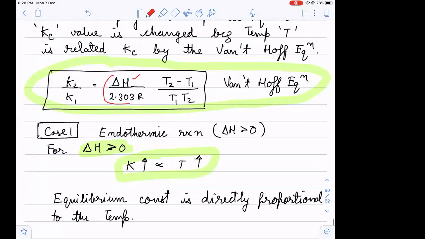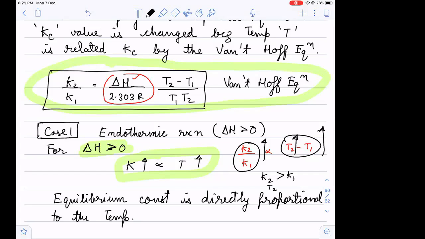If delta H is positive, this whole figure is positive, then I can say K2 by K1 is directly proportional to T2 minus T1. The rest of the things are constant, a positive constant, because delta H, 2.303, R, T1, T2, these all are constant values. Now, if we increase T2, this whole difference T2 minus T1 increases. And if this increases, this whole fraction increases. And if the fraction K2 by K1 increases, then the numerator should increase more as compared to the denominator. So I can say K2 is greater than K1 if T2 is greater than T1.